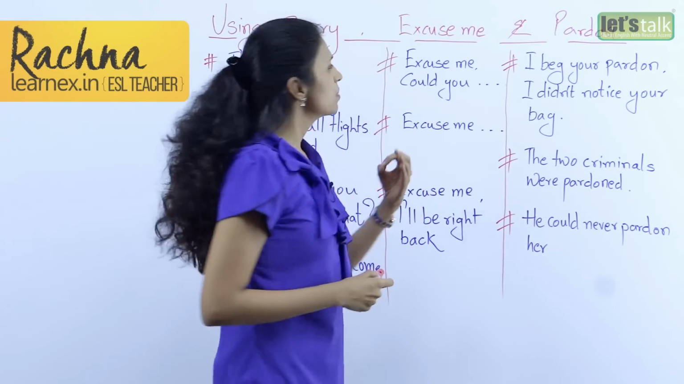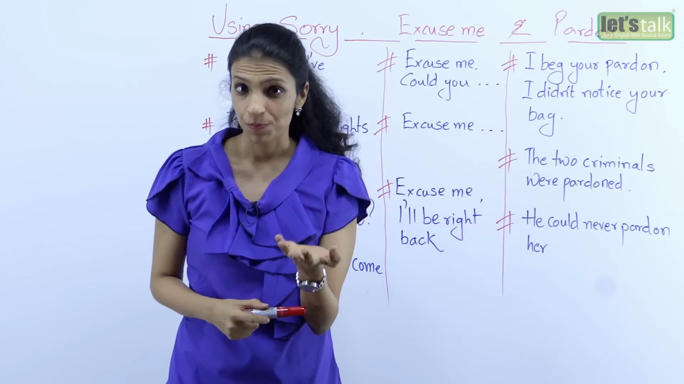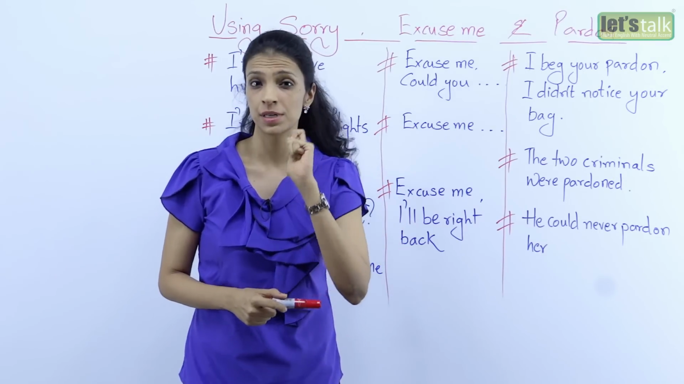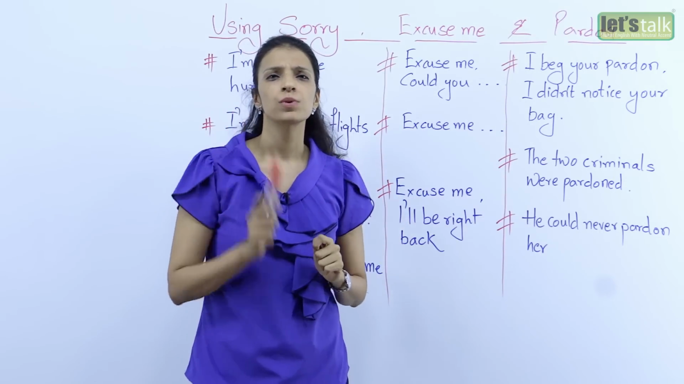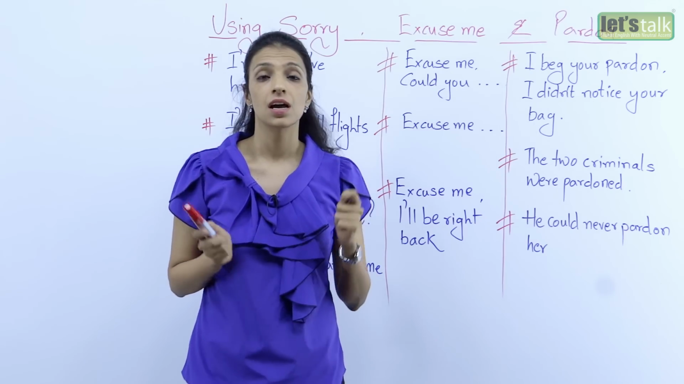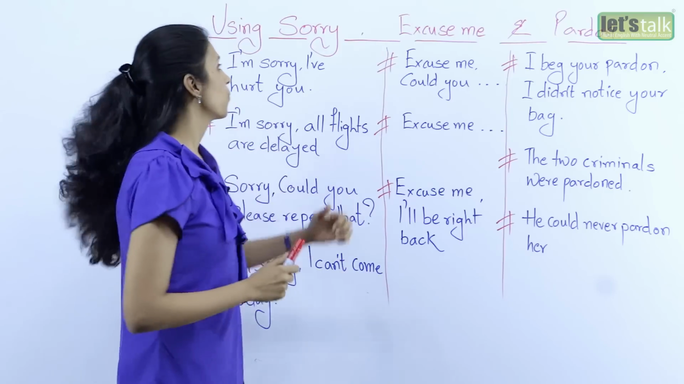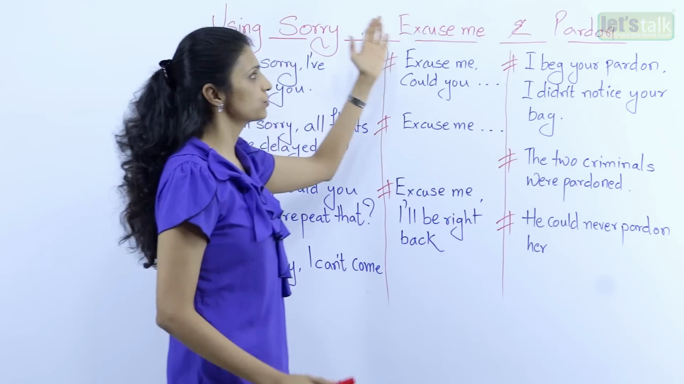Let's look at three most important words in English, the ones that we use often, but sometimes, yes, I mean sometimes, we tend to get a little confused because we don't know exactly when to use sorry, excuse me, and pardon.